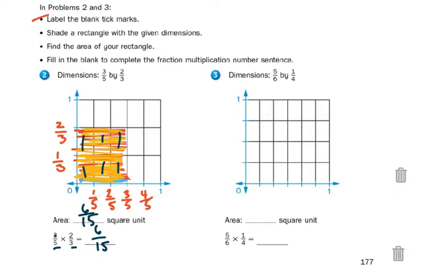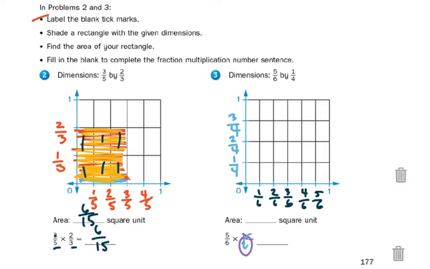So first of all, I have to label the blank tick mark. So 1, 2, 3, 4, 5, 6. This denominator also tells me it's in sixths. So I'm going to label it 1/6, 2/6, 3/6, 4/6, 5/6. The next fraction tells me it's in fourths, but I can count it. 1, 2, 3, 4. You bet. 1/4, 2/4, 3/4, and 4/4 equal 1 whole.